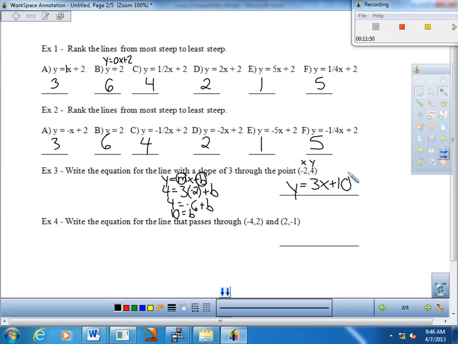Okay, let's do example 4, kind of the next level in terms of our variation right here. Write the equation for the line that passes through these 2 points right here. It's almost like an x1, y1 and an x2, y2. Unfortunately, when I write my y equals mx plus b, I don't have anything to work with. I don't have the slope. I don't have the y-intercept. So I have to go find them. I think you all realize the slope comes first.